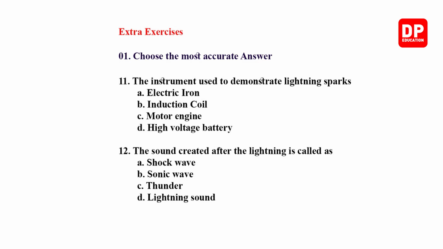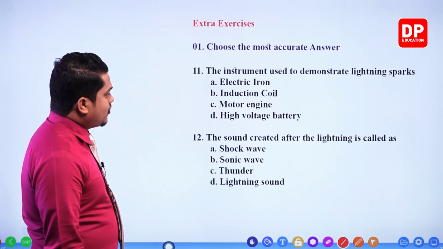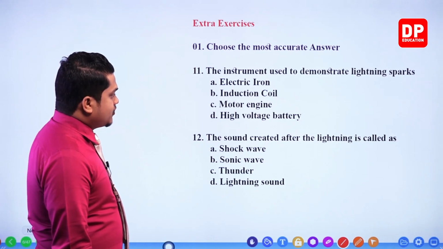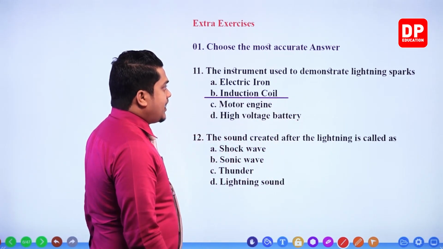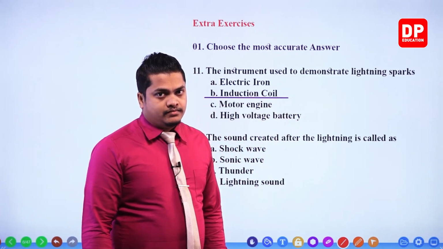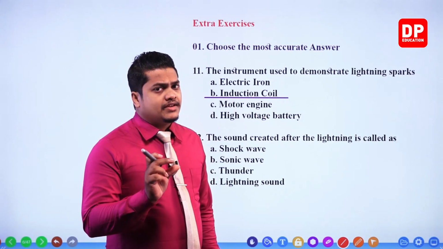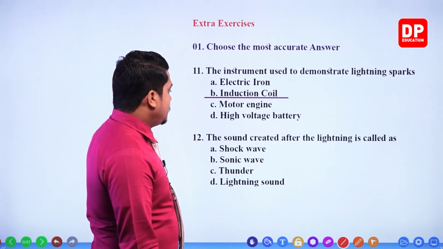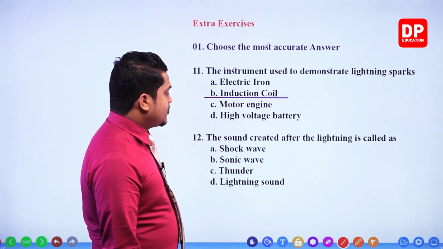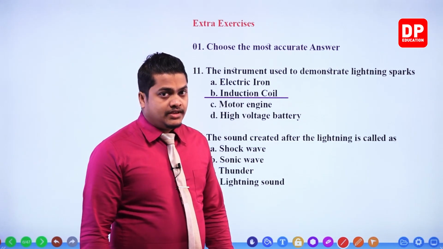Instrument used to demonstrate the lightning sparks: electric iron, induction coil, motor engine, high voltage battery. So, we use the induction coil to demonstrate the lightning sparks, my dear children. Over there, we discussed that we are going to generate millimeters of lightning strikes. The sound created after lightning is called, very simple, my dear children, the thunder.